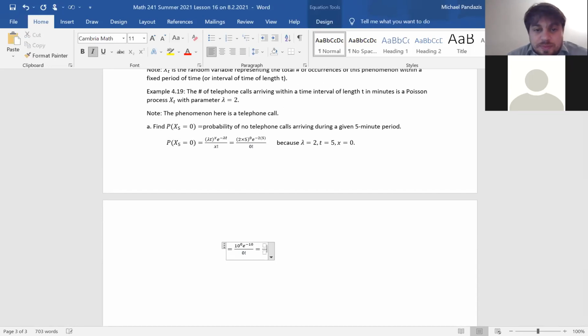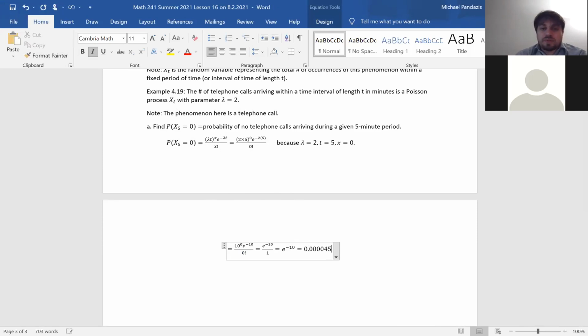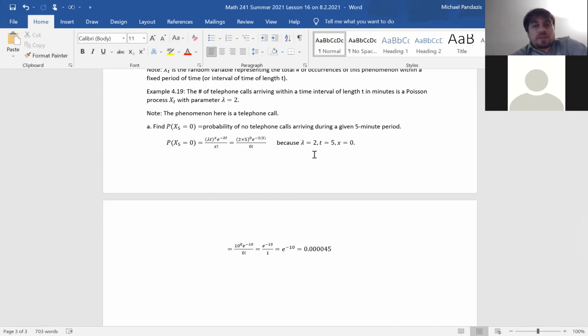And so 10 to the 0 is 1, and so you have e to the negative 10. 0 factorial is 1, so you have e to the negative 10 over 1, and that's equal to e to the negative 10. So the probability of no telephone calls arriving during a given 5-minute period, where X of T is a Poisson process with parameter lambda equals 2, is equal to e to the negative 10. And e to the negative 10 is approximately 0.000045, and the decimal keeps going. Okay, and so that's the answer to part A. That's the probability of no telephone calls arriving during a given 5-minute period, or the probability of X of 5 equaling 0.